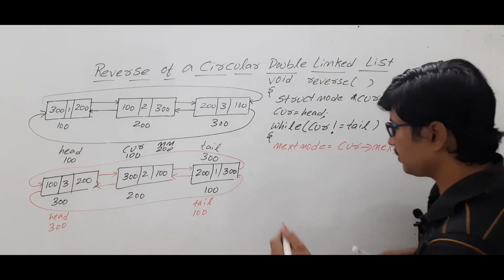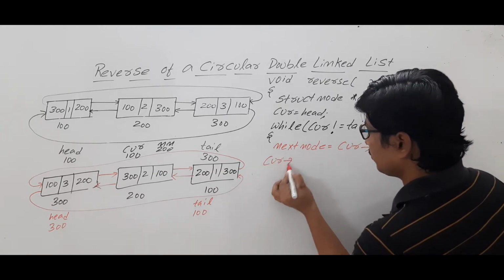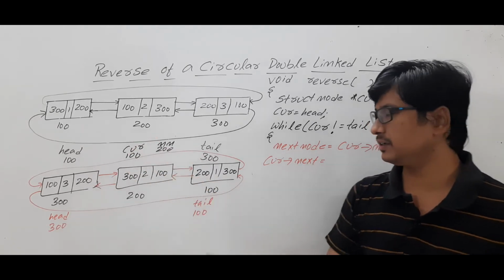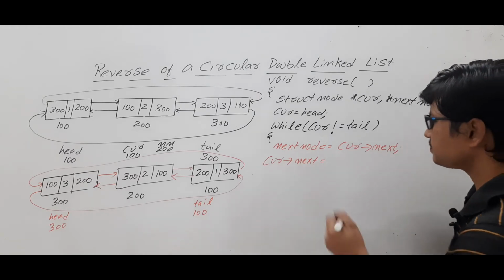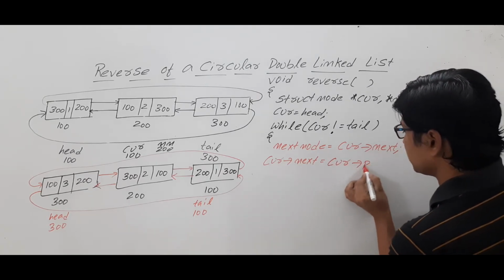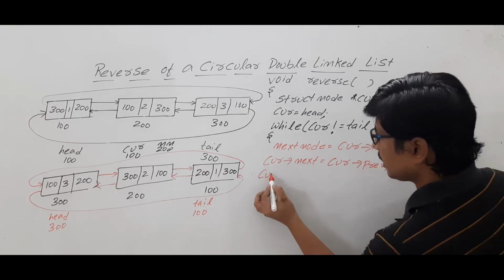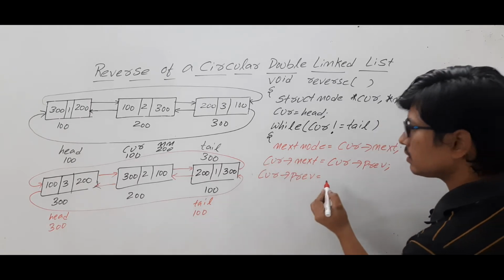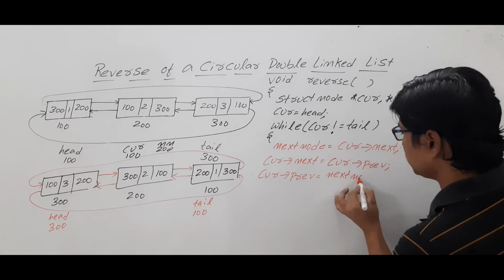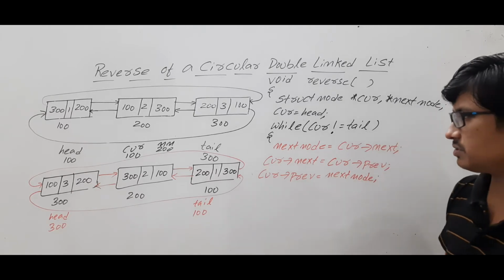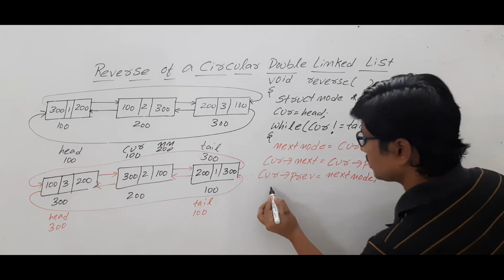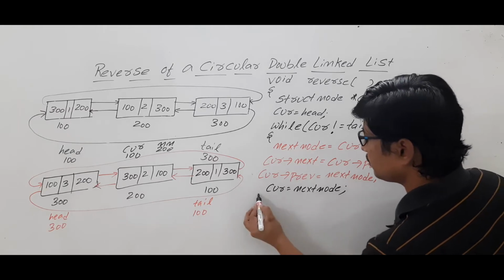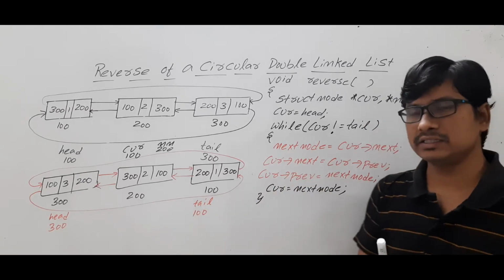Then what I am writing is that current of next is equal to, it is not electricity, current is one pointer, or you can write CUR as a shortcut, is equal to current of previous. Then current of previous is equal to next node. I will explain, don't worry. If you are not understanding the purpose of these statements, don't worry, I will discuss it. Then current is equal to next node, and we will close it. What is the purpose? You will understand now.